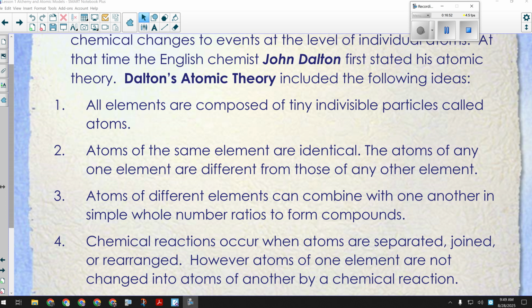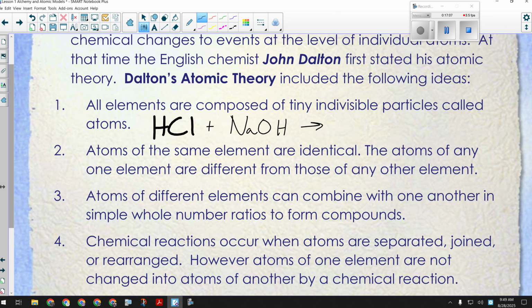So for example, if he mixed hydrochloric acid with sodium hydroxide, let's say, he knew that when he was done, he ended up with a solution that was neutral. He took a strong acid and a strong base and mixed them together, and when it was done, he had something neutral. Well, what's something that's commonly neutral? Water. One of the things he ended up with at the end was water.